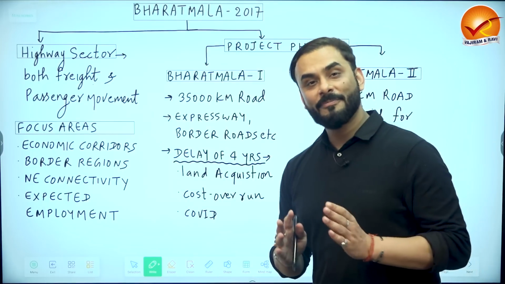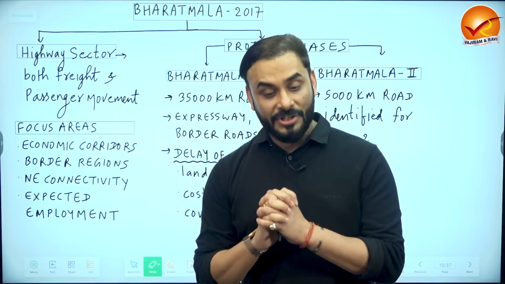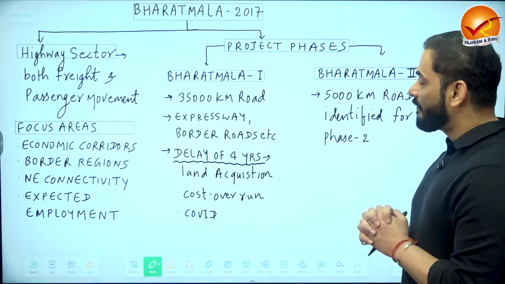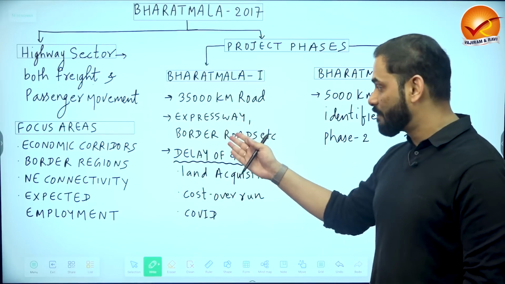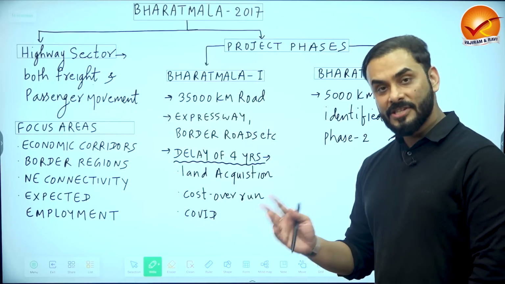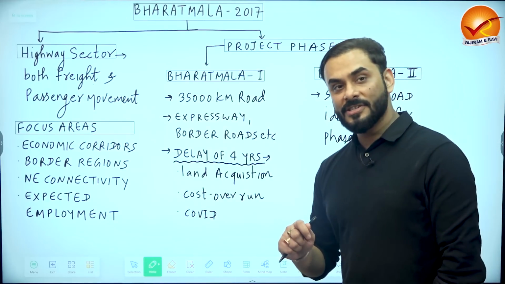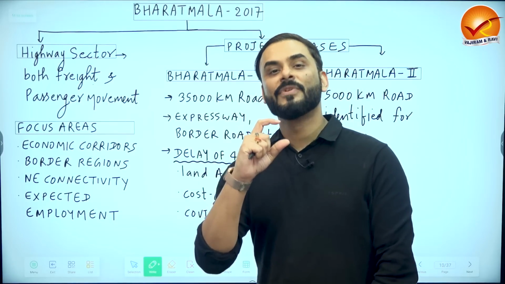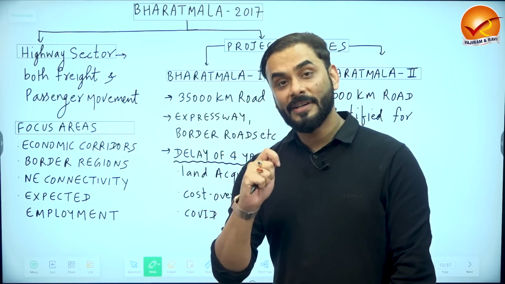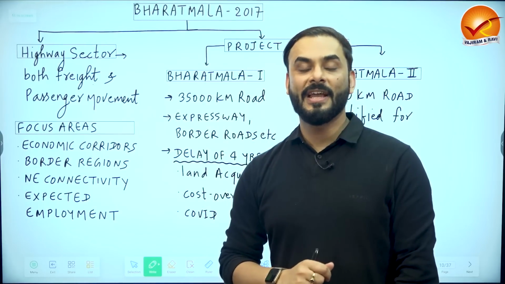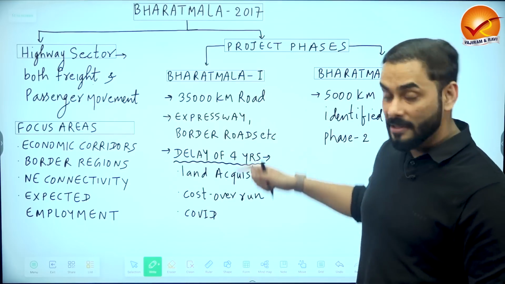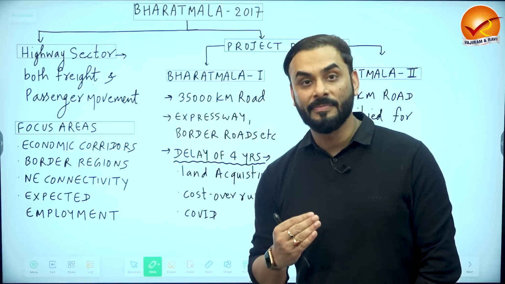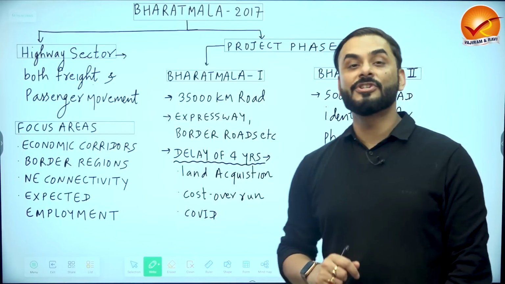Now guys, the Bharatmala project has been launched in two different phases. So look at Bharatmala phase 1, Bharatmala phase 2. In Bharatmala phase 1, 35,000 kilometers of expressways, border roads, etc. have been constructed. But now, there is something which has come into light. The target was to complete a certain construction of roads, but the target got delayed by 4 years and we could not achieve the target in time under Bharatmala phase 1. So UPSC can ask you what is the main reason that we could not achieve the target under Bharatmala phase 1? The answer is land acquisition has been a problem.